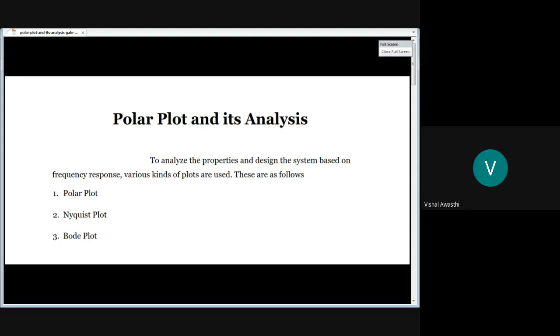So today's topic is the polar plot and how this polar plot is used to get the stability of any system. And after that, we will move towards the Nyquist plot.